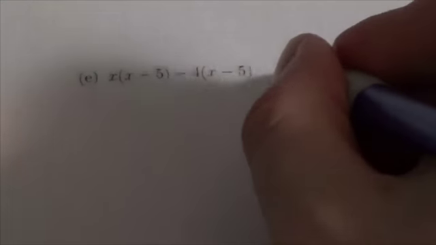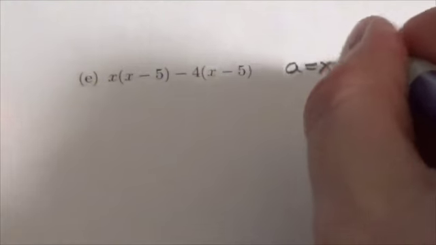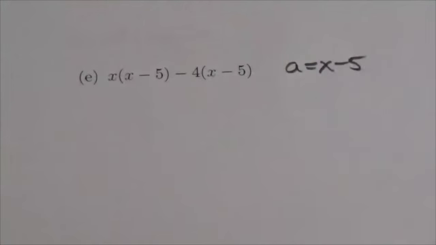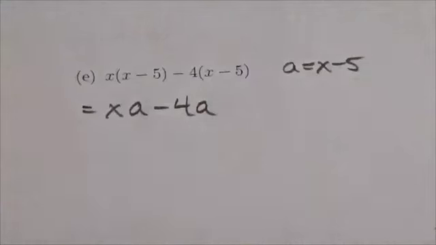So what I'm going to do is put a little a over here, and I'm just going to call x minus 5 a. Okay? And so what that does to this expression is it makes it x times a minus 4 times a. And I am totally allowed to do that. Basically, I'm just calling that little expression by a different name. You're free to do that, whatever you want. You can call it Ted for all I care.